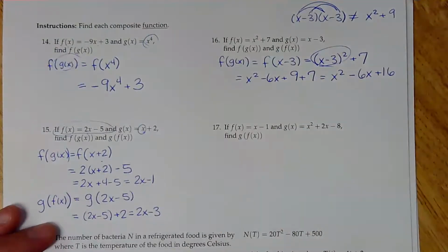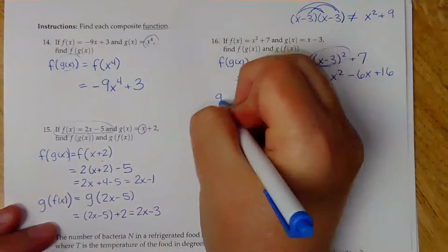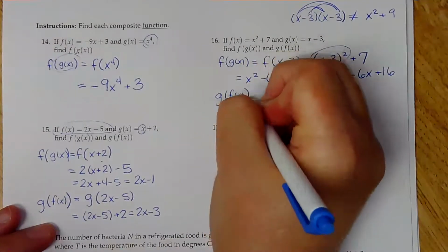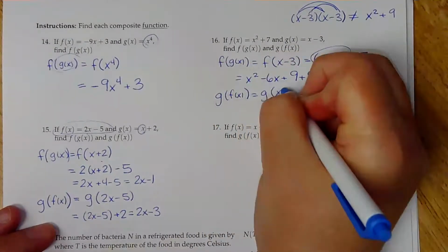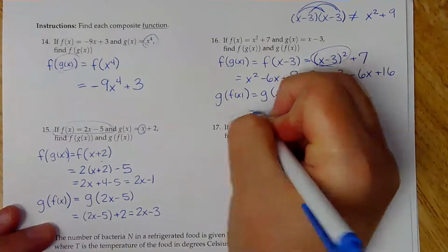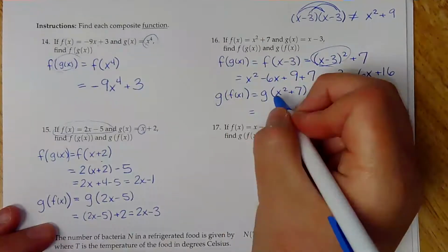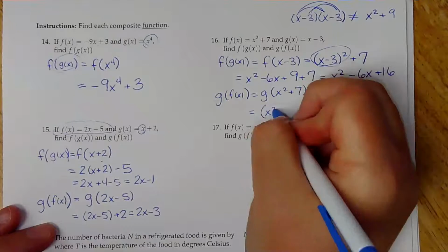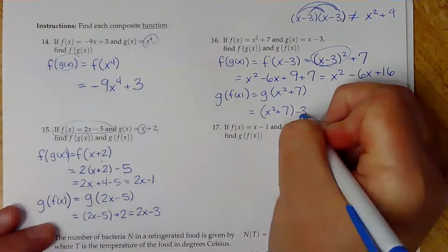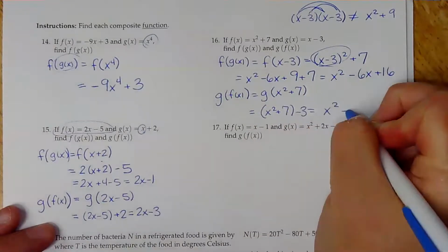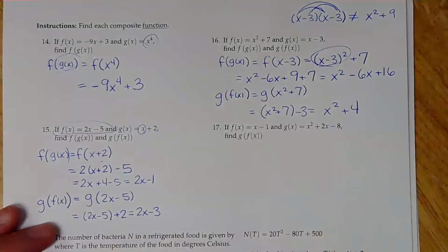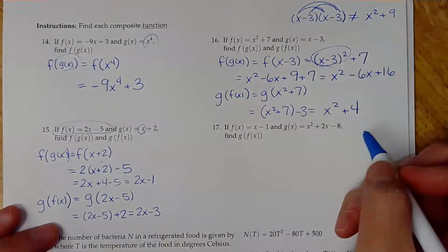which gives us x squared minus 6x plus 16. And then g of f of x is going to be g of x squared plus 7, which gives me x squared plus 7 minus 3, which is x squared plus 4. All right, and then we have one last one here, which is g of f of x.